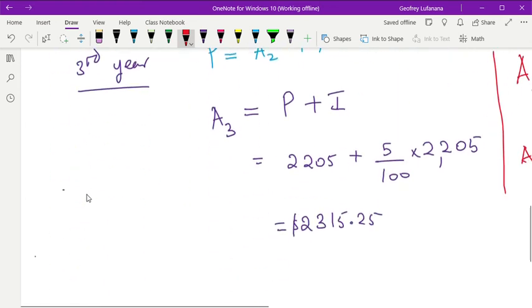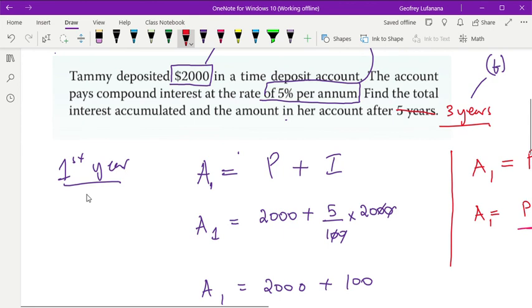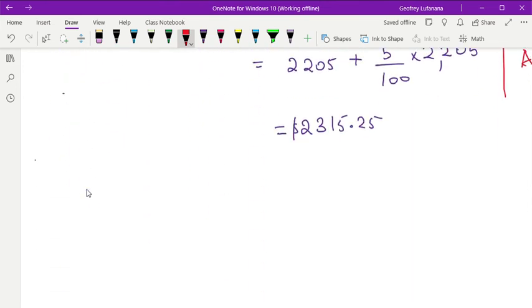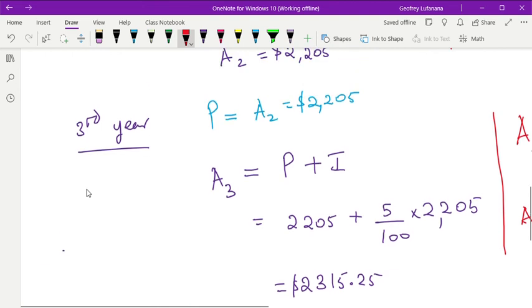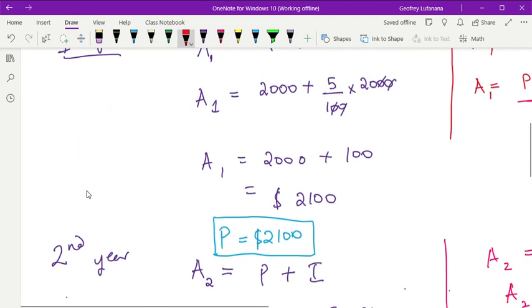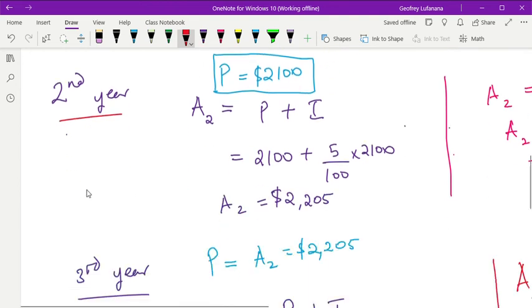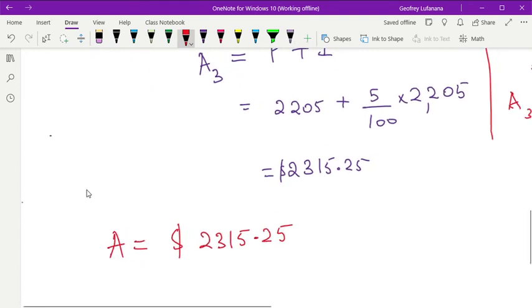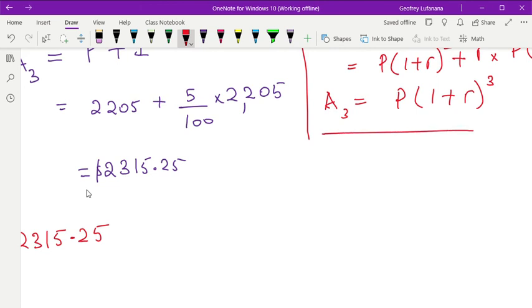Our question would have been, find the total interest accumulated and the amount in her account at the end of 3 years. So at the end of 3 years, Tammy would have an amount of 2,315.25. Now I've gone through all of this, first year, second year, and third year, to explain how compound interest works. But ideally, if we are solving a question, we would use the formula. Now let's use the formula and see how it works.